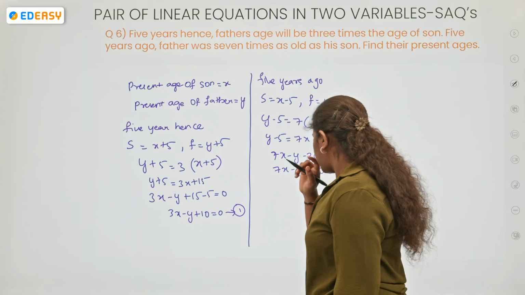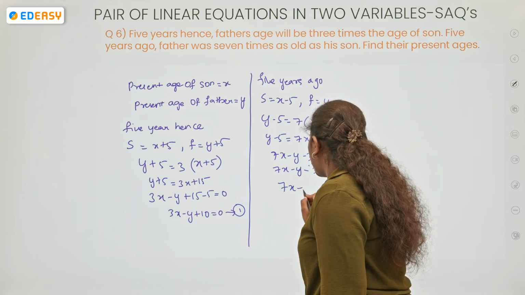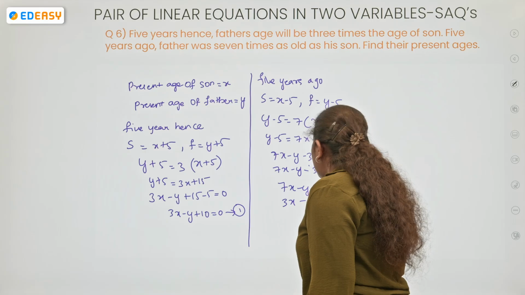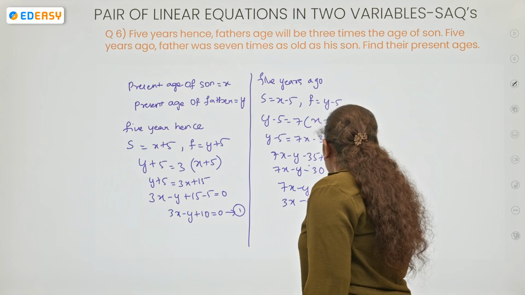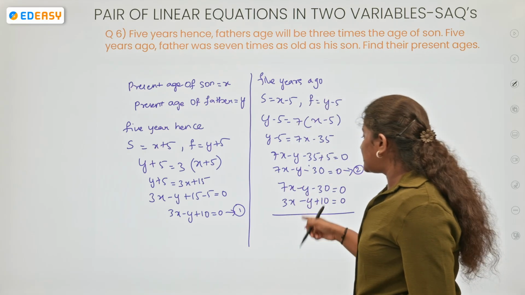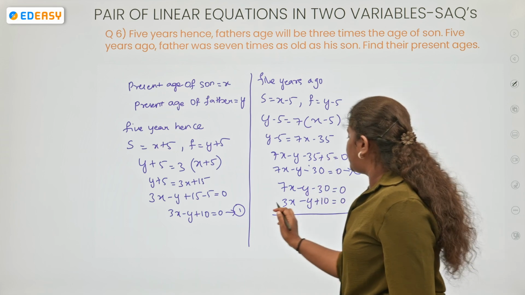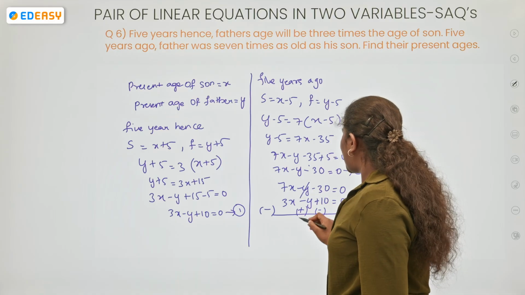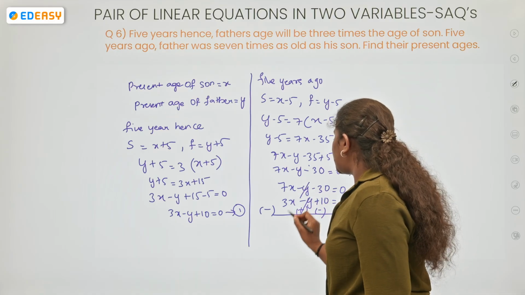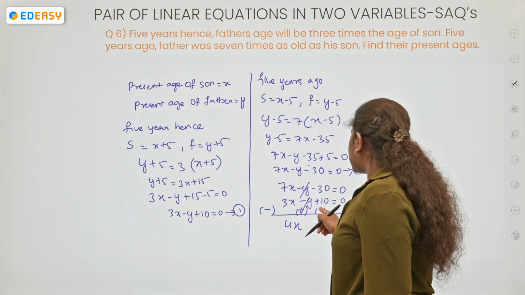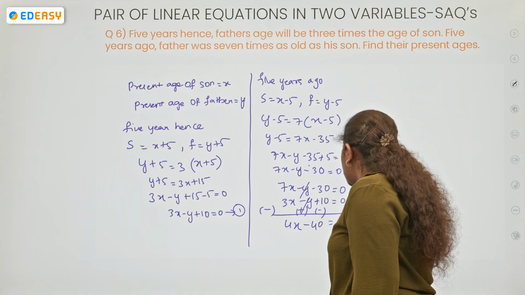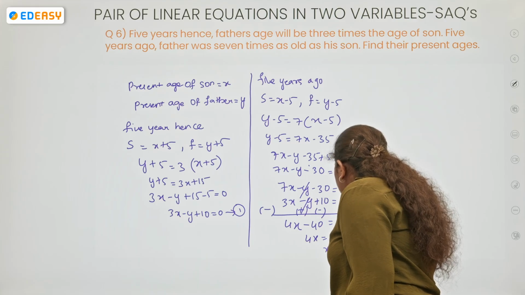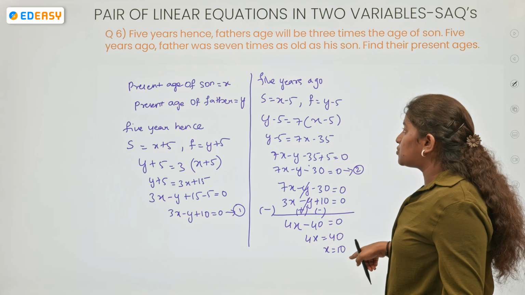Now simplify them. So here I can take 7x minus y minus 30 equals 0 and 3x minus y plus 10 equals 0. If you take the direct subtraction, then y will be eliminated. So minus y plus y cancel. So 7x minus 3x is 4x, and minus 30 minus 10 is minus 40 equals 0. Now 4x equals 40 and x equals 10. Okay, so we got x equals 10.